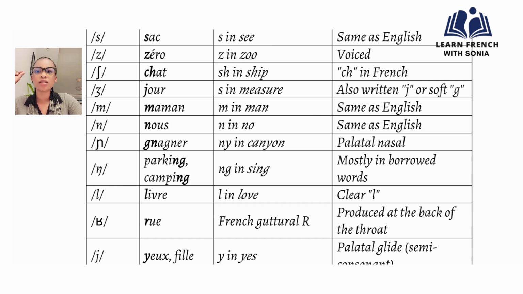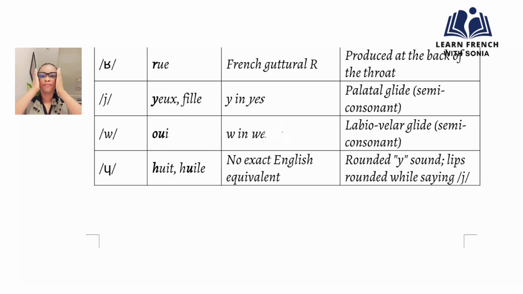We have the r sound, which is rue. French guttural r, produced at the back of the throat. You see this r. So many of my students have found this very difficult, but if you practice it, it's at the back of the throat. It's not done at the front of the teeth. It's at the back of the throat. More air. Practice it over time.